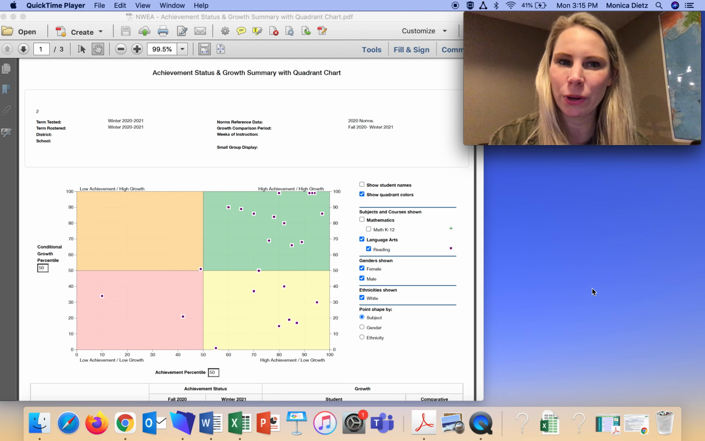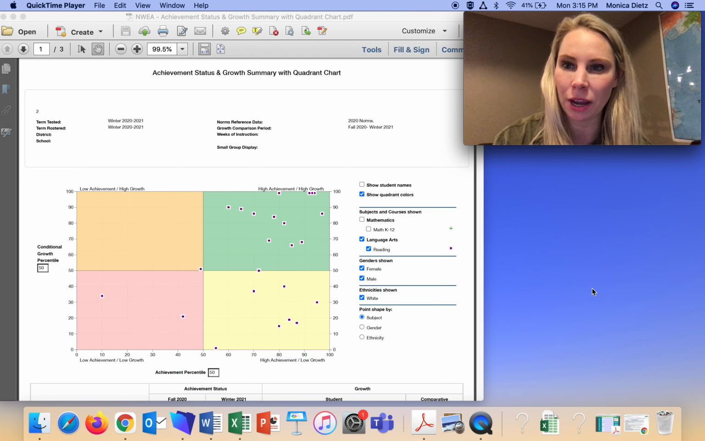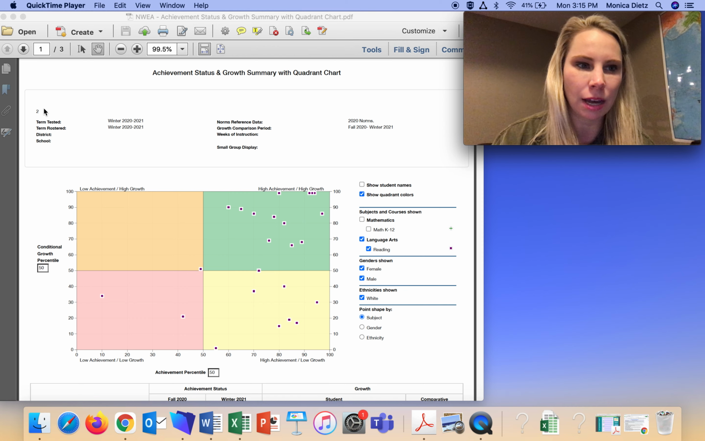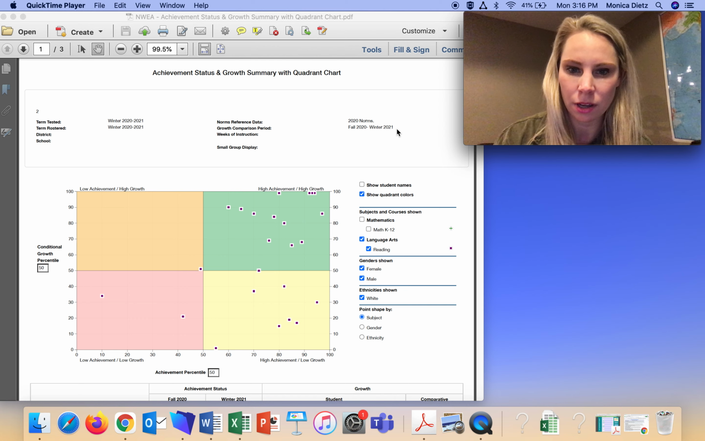Hello, today we're going to talk about the ASG Summary and Quadrant Report. If you notice, this is a second grade class. It was the winter test and it's comparing fall to winter norms. I just have reading highlighted. If you wanted, you could highlight math as well.